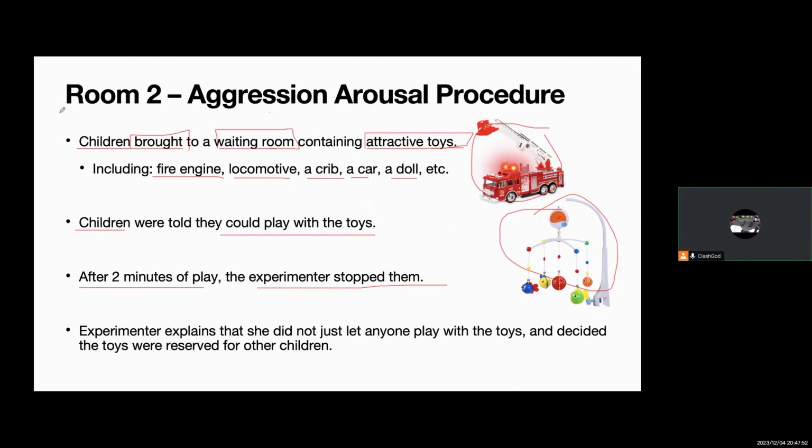The purpose of room 2 is to arouse aggression. So the experimenter purposely insulted the child and said that she did not let anyone play with the toys and the toys were reserved for other children, basically telling children they were not good enough and the toys were for better children. So they gave them a lot of attractive toys, took them away, and told the child they were not good enough to play with the toys. And through this process the aggression of the children was aroused.